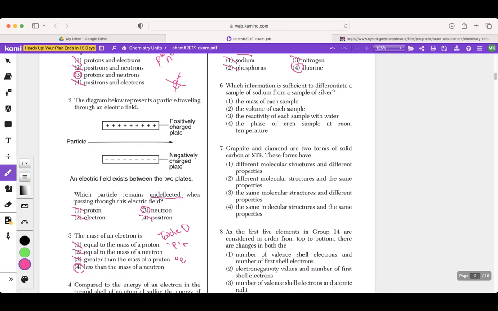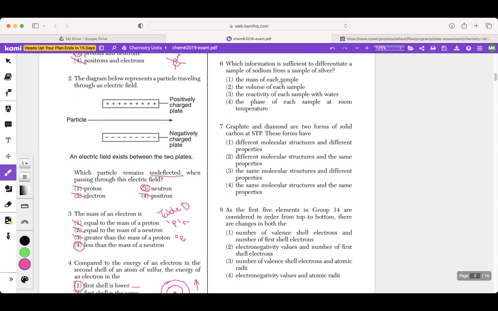Number 6, which information is sufficient to differentiate a sample of sodium from a sample of silver? Okay, this can be tricky because you might be drawn to number 1. You might say, well, sodium's got to be less heavy than silver. This is kind of like that riddle they tell when you're a kid: which weighs more, a pound of iron or a pound of feathers? A lot of people say the iron is heavier, obviously, but if you have a pound of each, they're the same. So we can't use mass to differentiate the samples.